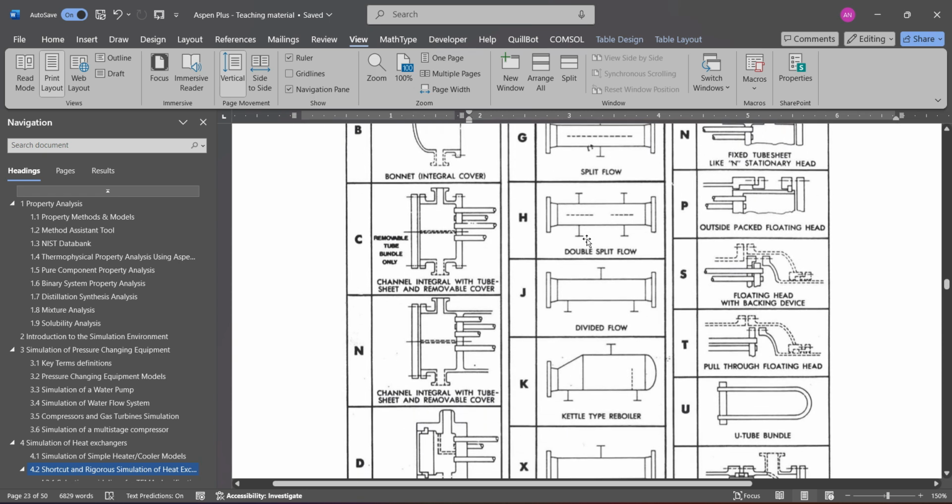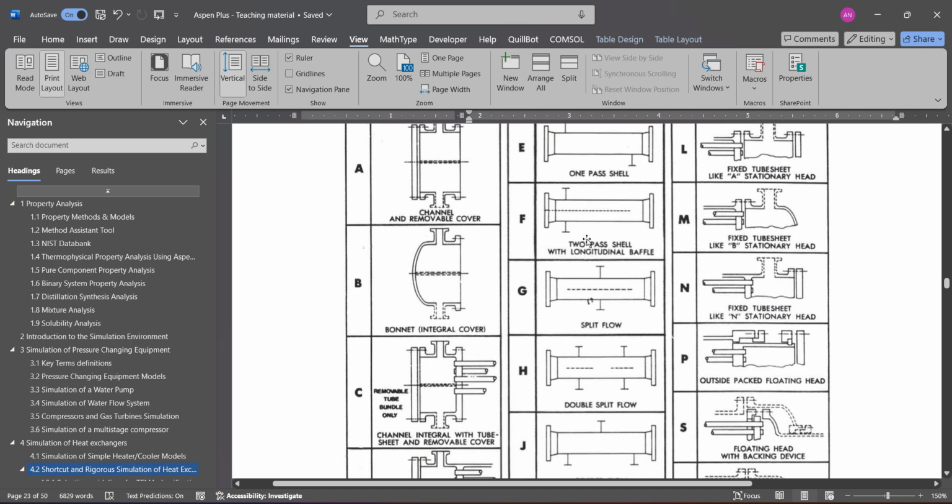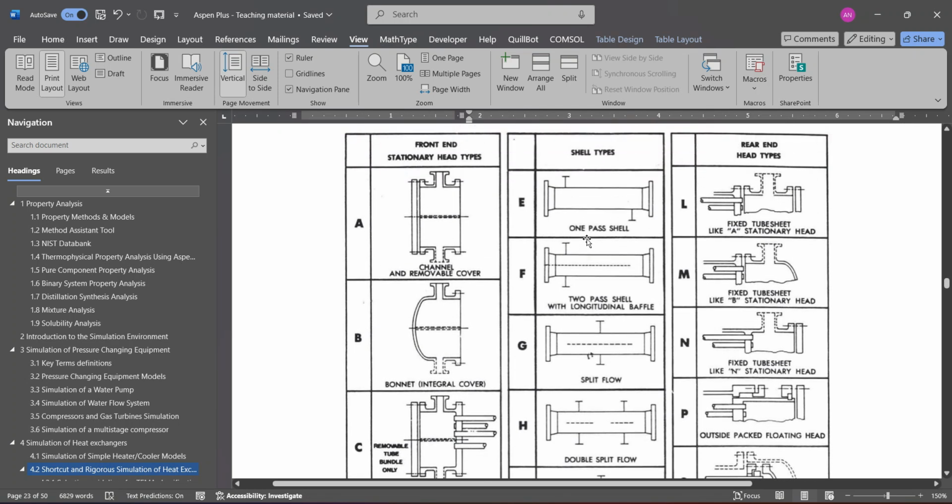Then I hope you can recognize this chart. Yeah, this one. So these are different TEMA classes. TEMA classifications of the shell and tube heat exchanger, where the first column is all the front head configurations, the middle column is about the shell different configurations, and the right one is about the rear head of the shell and tube heat exchanger. These are different configurations.